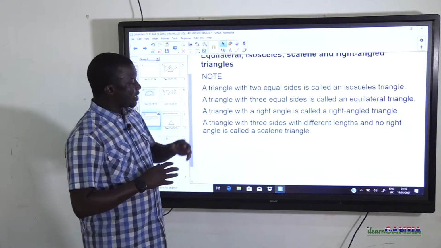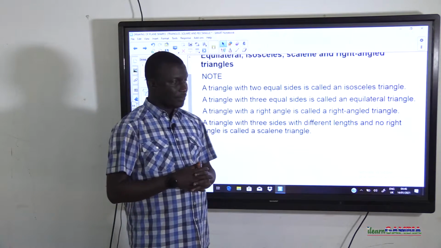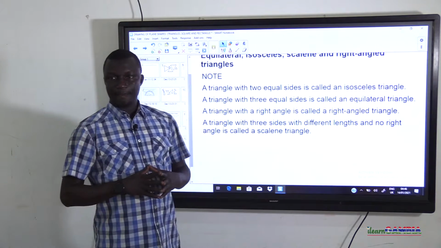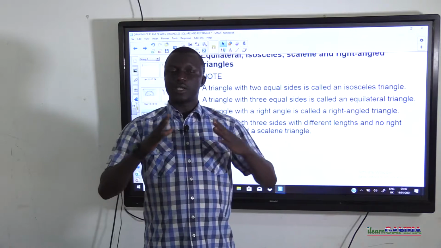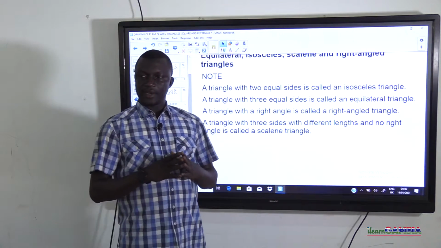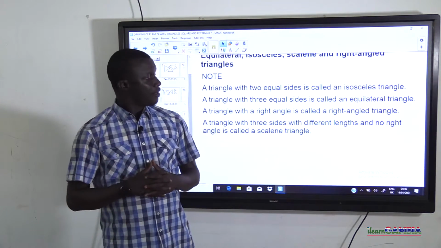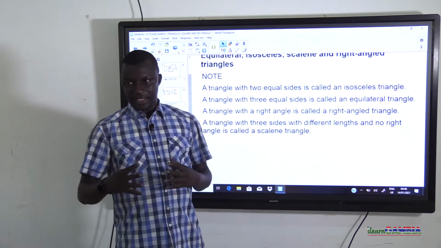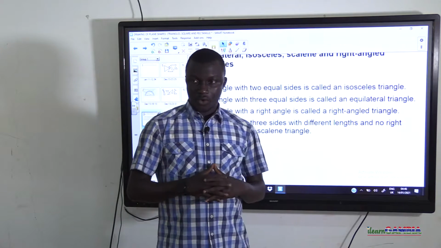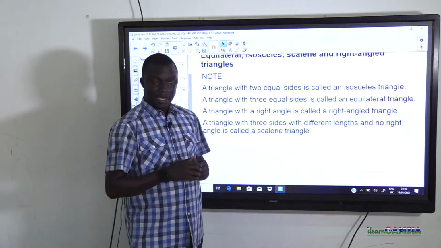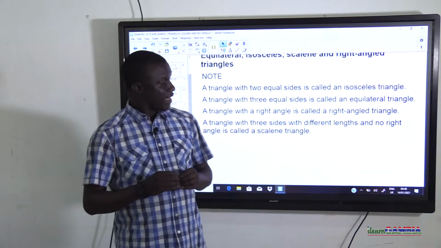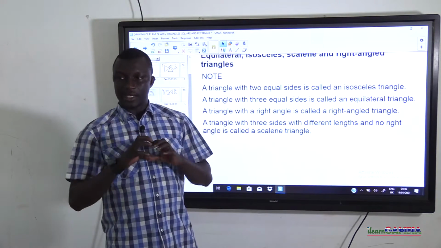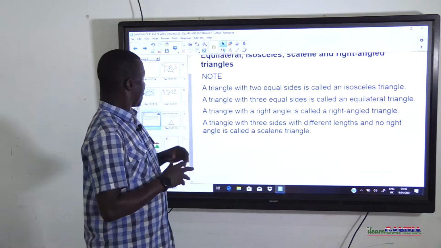A triangle with three sides with different lengths and no right angle is called a scalene triangle. In a scalene triangle, all the sides are different in length. And therefore, all the angles are also different in size. None of those angles is a right angle. And these sides will also be marked differently to indicate their difference in their length.